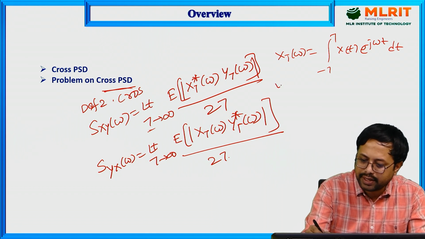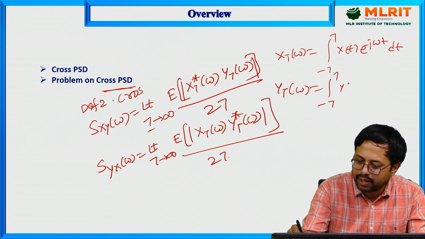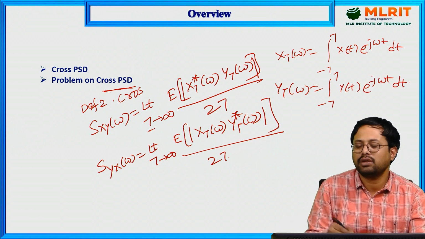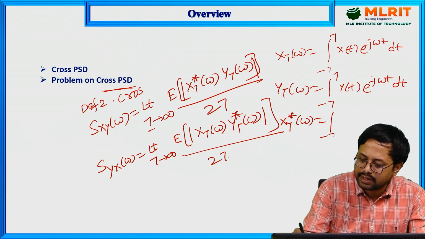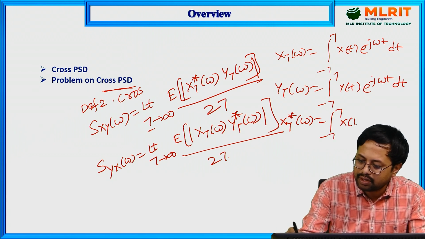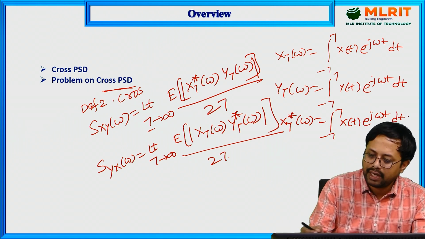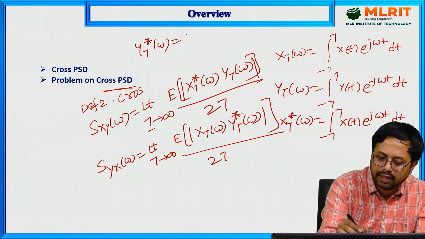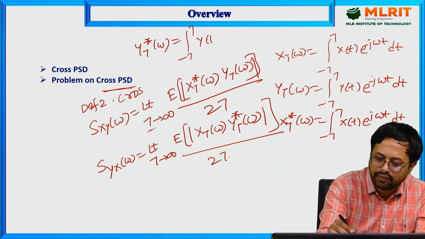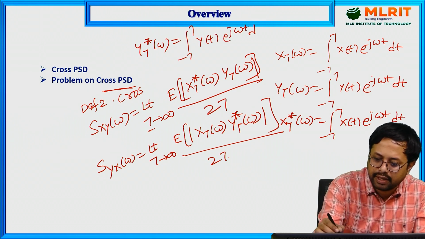Next, Y_T of omega is equal to integral minus T to T y of t e power minus j omega t dt. Then if you are having the conjugate, X_T star of omega, you are having integral minus T to T x of t e power j omega t dt. Then Y_T star of omega, if you are having the conjugate, integral minus T to T y of t e power j omega t dt.